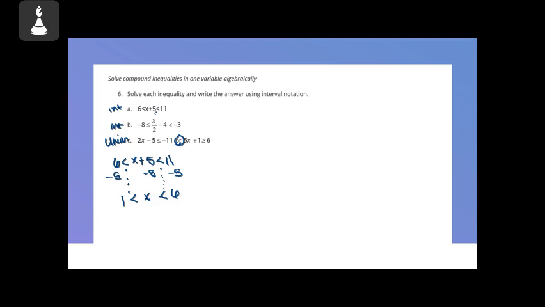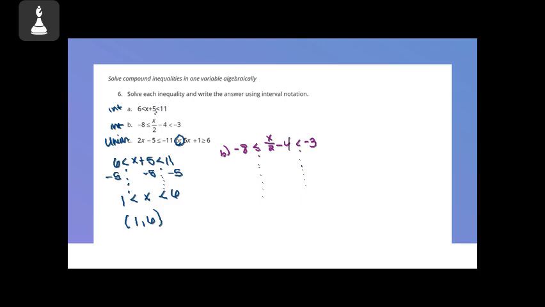So my answer can be a number between 1 and 6, but I cannot include them, so I cannot use square brackets around the 1 or the 6. B, negative 8 is less than or equal to x over 2 minus 4 less than negative 3. So again, I have a middle section, and we're always going to do that addition or subtraction first.